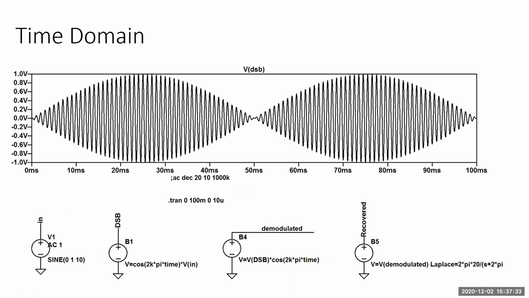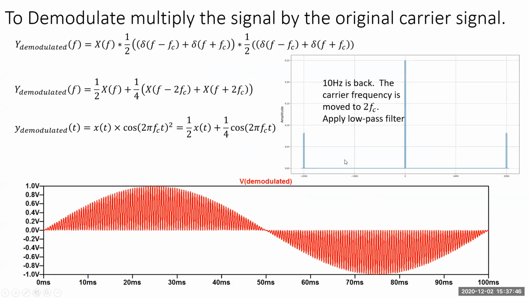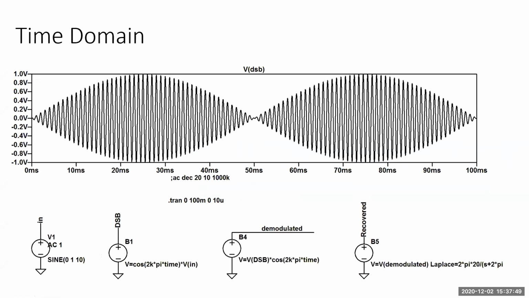What does that look like in the time domain? Well, you can see that there's a fast-acting sine wave, with the peaks this far apart, and then a slow-acting sine wave, all right? And this is called double sideband modulation. Here's my original signal, my original data. Then here is my carrier signal. I just multiply it together.